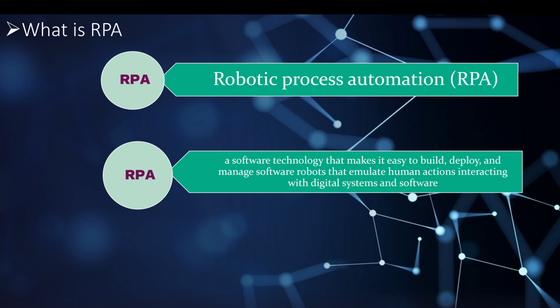So RPA is a software technology that makes you build your software robot, deploy your software robot, and manage your software robot. And that software robot is nothing but a piece of code which enacts, simulates, emulates human actions interacting with digital systems and software. Perfect. So whenever you get a question, what does RPA technology mean? You can provide the full form of RPA along with the definition.